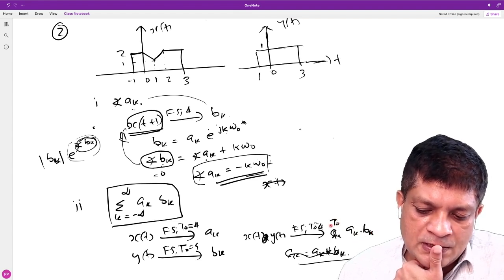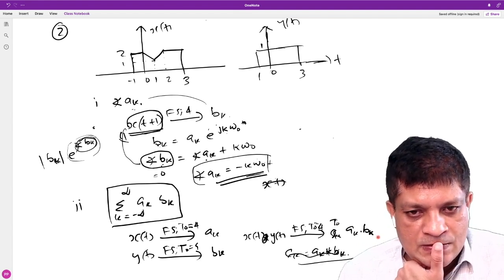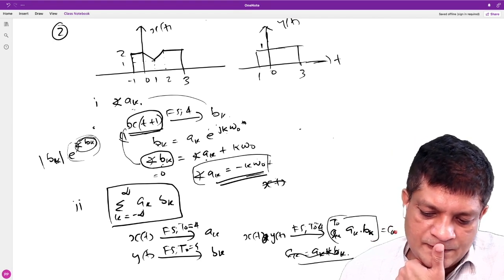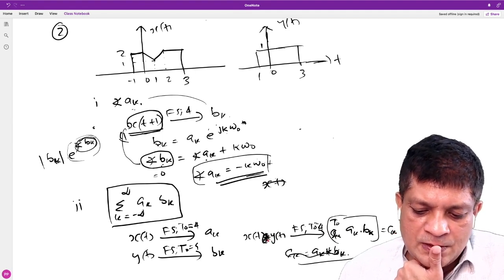If you look at the property, I think it is T naught into ak into bk. Yes, sir. T naught into ak into bk? This is ck. This is periodic convolution.